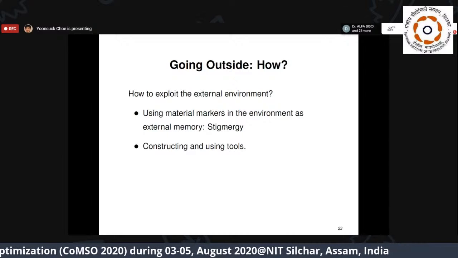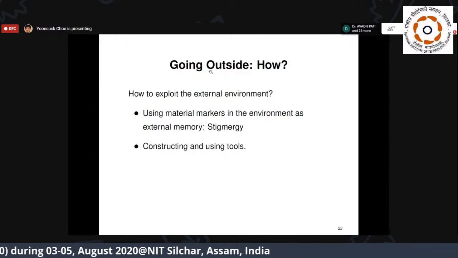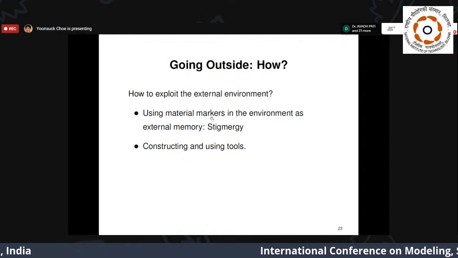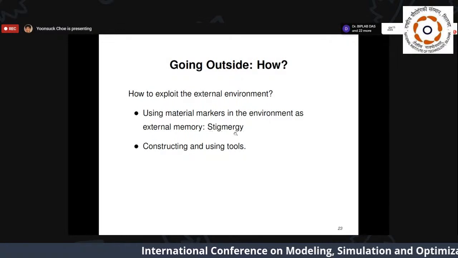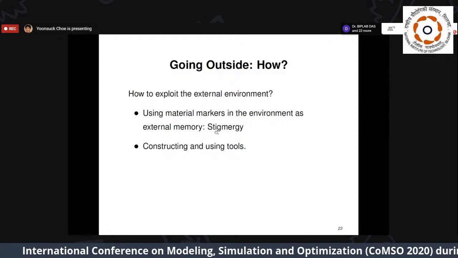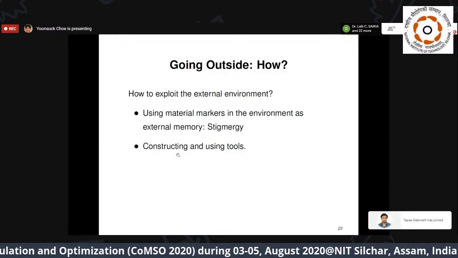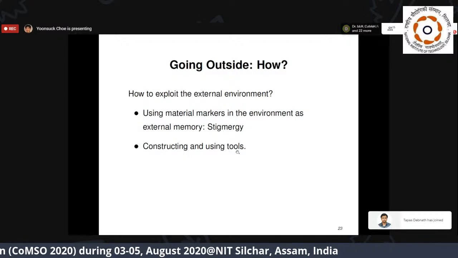So these are the two topics that I'm going to talk about in this going outside part: using external material markers, which is closely related to the idea of state merge, and also constructing and using tools.